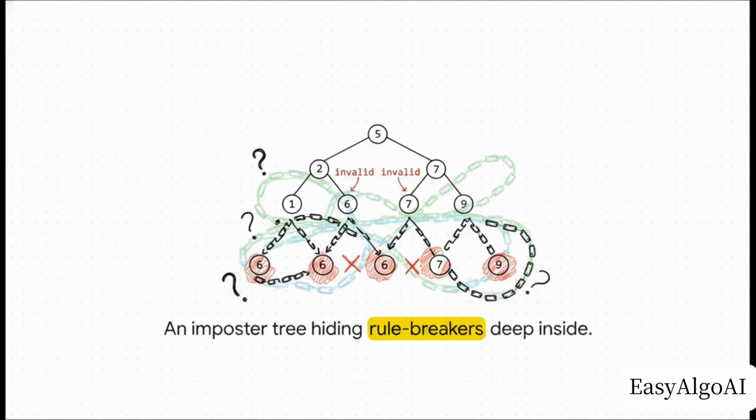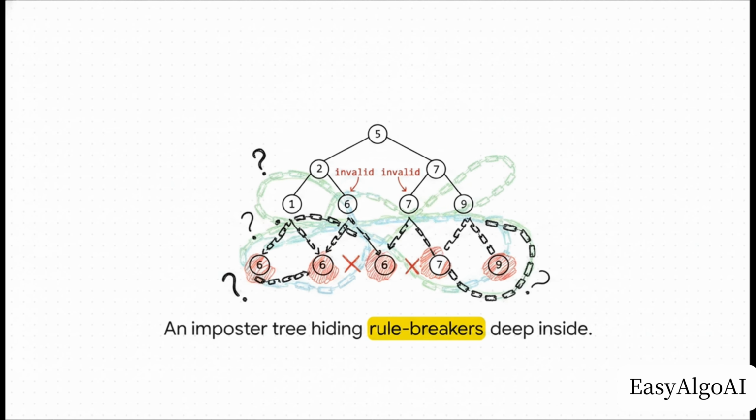Okay, let's dive into this. At a quick passing glance, this might look like a perfectly normal, neatly organized binary tree, right? But I'm telling you, it's an imposter. If you look closely at the nodes marked in red, specifically node 6 over on the left side and node 7 on the right side, you'll see they are blatant rule breakers.